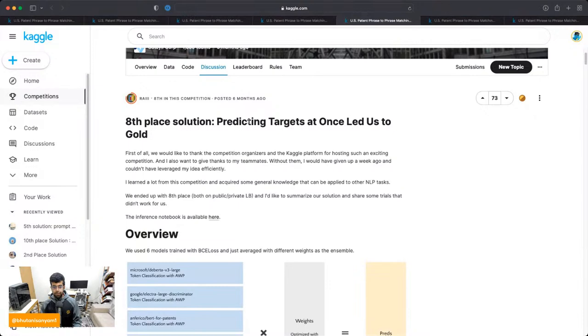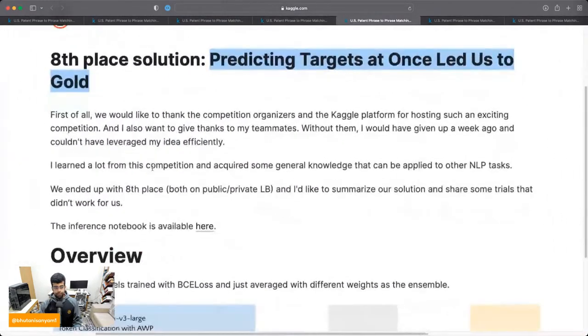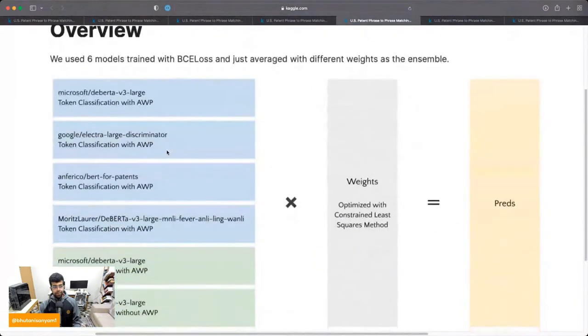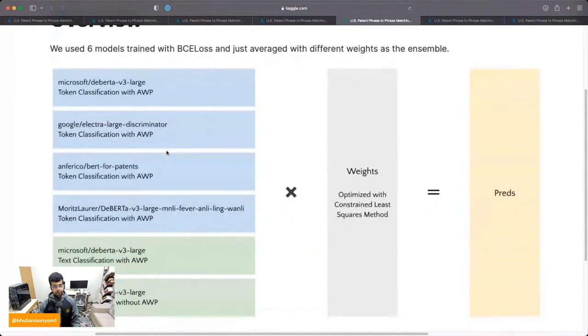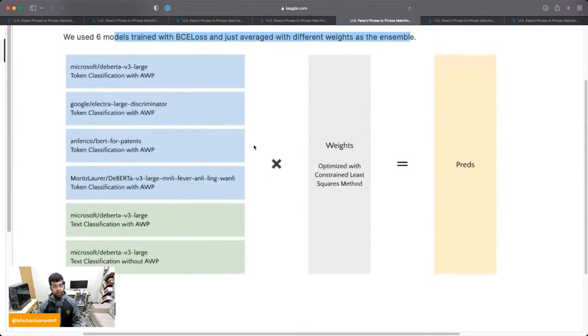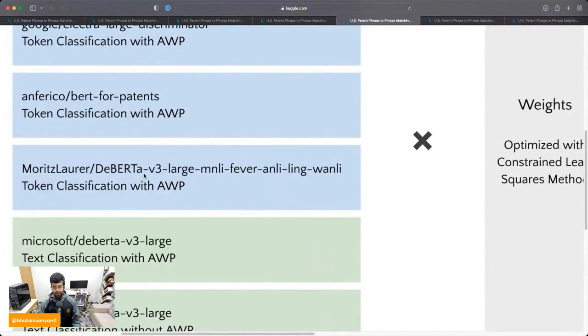The title is "Predicting targets at once led them to gold." The inference notebook is public and 6 models were used in the overview. The models were trained with BCE loss and just averaged with different weights as the ensemble. Nothing stands out. We've already seen all of these models except this one. So this is some variant of V3L. V3L with MNLI fever.